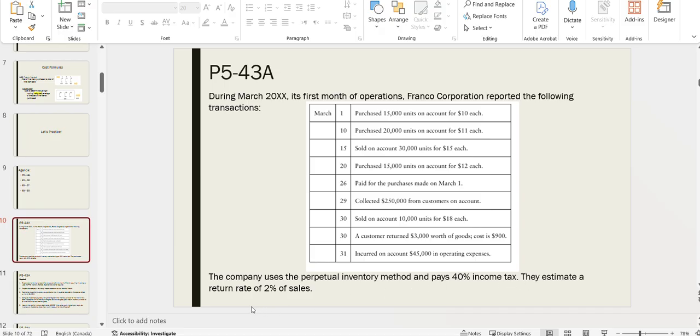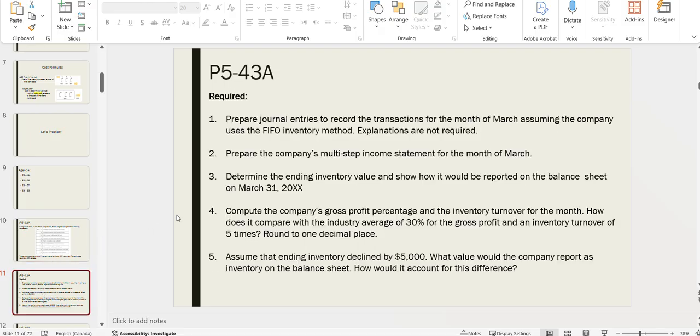They estimate a return rate of 2% of sales, which means from our sales, we expect 2% of sales is returned to the company. So we consider it. And the income tax is 40%. We use this 40% in the statement of income to calculate the amount of tax we need to pay. We are required to do some steps to solve the question.